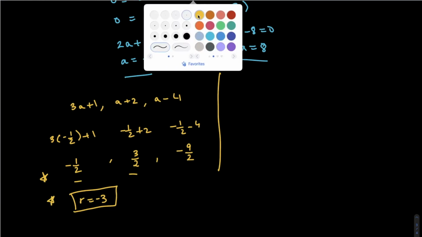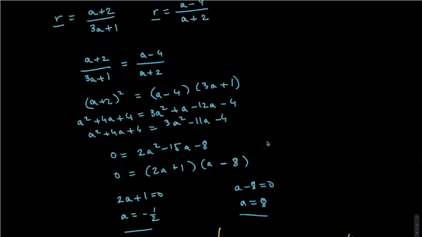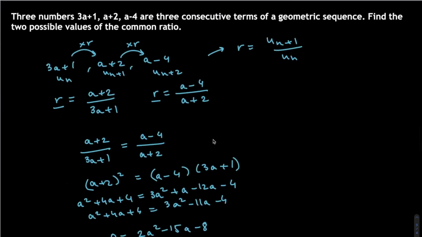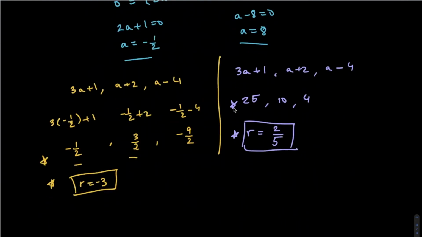Now let's do the second part, and I'll do that in light purple. So we have 3a plus 1, a plus 2, and a minus 4. Let's substitute the value of a. So we get 3 times 8 is 24, plus 1, 25. Here I'm going to get 8 plus 2, which is 10, and 8 minus 4, which is 4. Again, if I divide 10 by 25, or 4 by 10, I notice that my common ratio is 2 by 5. So I've answered both parts of the question. I have found the two possible values of the common ratio. That is it. So this is the second question.